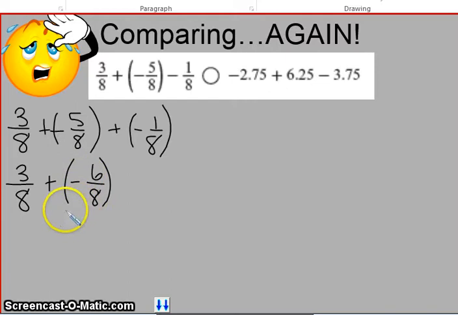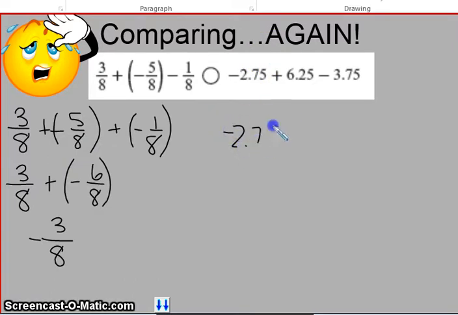Finally, I'll add my terms with unlike signs. So 3 plus negative 6 is negative 3. My denominator is 8. So the simplified form of the left side is negative 3/8. Now let's do the right side. I want to rewrite it as all addition.